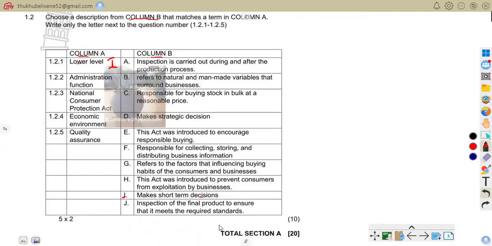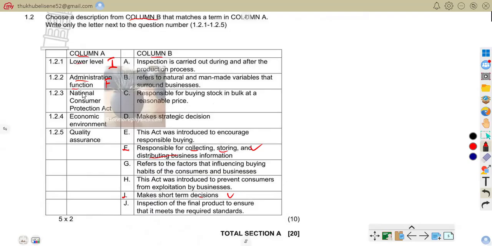So now coming to 1.22, it talks about the administration function. You can go through all the descriptions and see which one matches the administration function, and you can see that F matches. The administration function is responsible for collecting, storing, and distributing business information. They collect and store information, so they process information. So F is the correct answer.